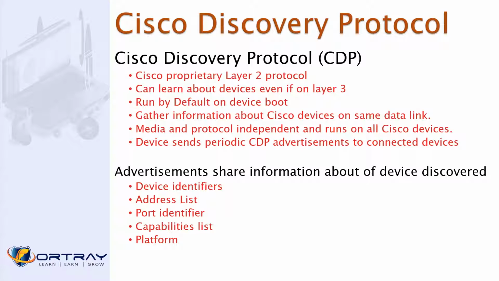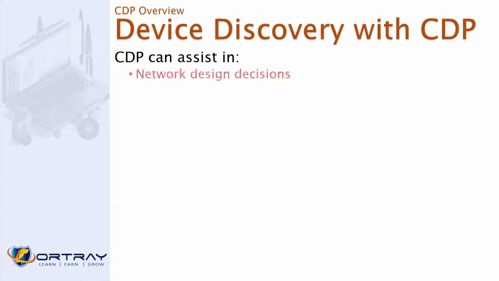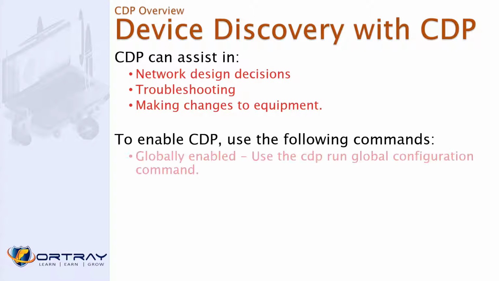Okay, so let's see how we can run this protocol. As we said, Cisco CDP can assist in network design. It will show you which ports are connecting to the other sides, and it helps with network design decisions, troubleshooting, and making changes to the equipment. To enable CDP globally, use the cdp run command. With the cdp run command, we can enable or disable CDP. Keep in mind, this is Cisco proprietary.